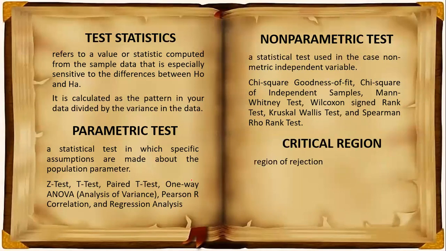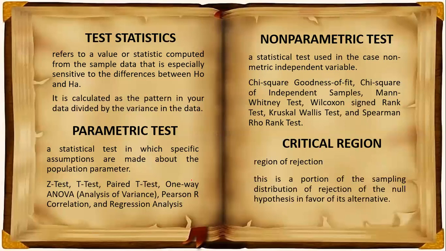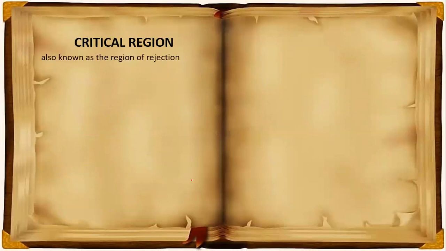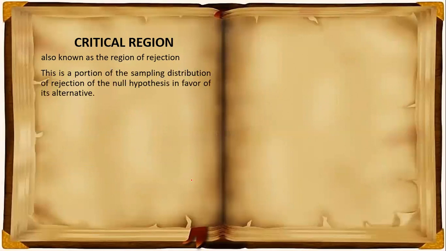Okay, here. We have here critical region. So ako sa pasong test kay same sa slide sa next slide. Here. Critical region, also known as the region of rejection. So itawag po siya og region of rejection. This is a portion of the sampling distribution of rejection of the null hypothesis in favor of its alternative.